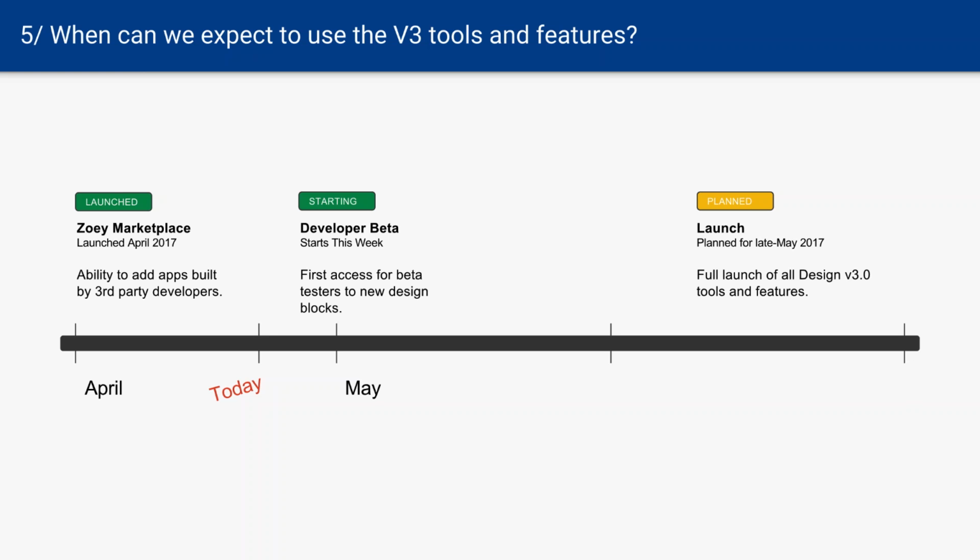So for the first time this week we're going to be bringing on the backlog of beta testers and beta users, developers, to start building those things so we can see that marketplace grow and launch the design marketplace. All the tools that I presented today are planned to launch late May 2017, which is only just a few weeks away. It's the full launch of all the design v3 tools and features. So that's everything that I have today, and I'm sure that you guys have a lot of questions. Looking forward to answering any of those, and I hope you enjoyed what we showed today.